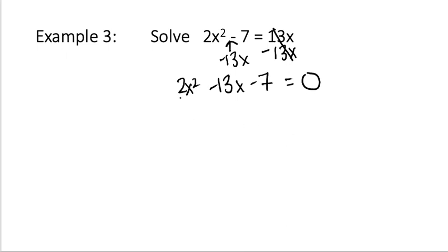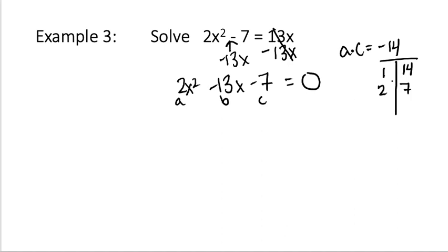When I look for a GCF, 2, 13, and 7, the only thing they have in common is 1, so I can move to my next step of labeling A, B, and C. So A times C is going to get me a negative 14. So now we've got 1 and 14. 2 and 7. 3 doesn't go, 4 doesn't go, 5 doesn't go, 6 doesn't go, and the next number that I get to is 7. I can stop there. Those are all of my factors of 14.